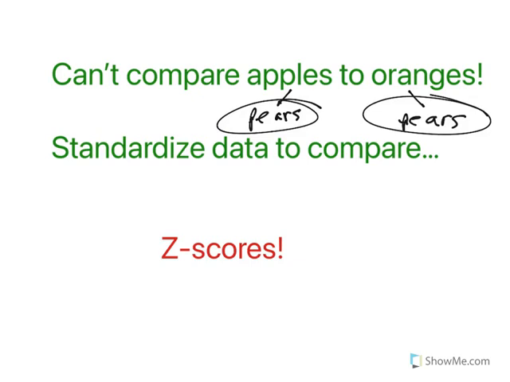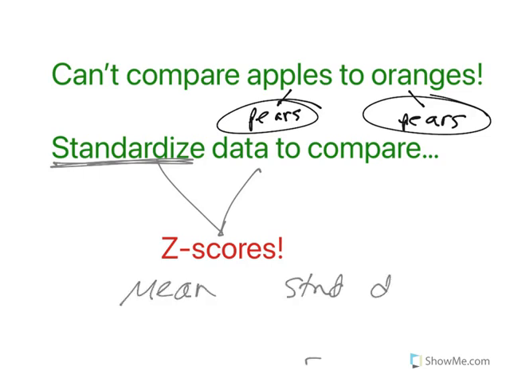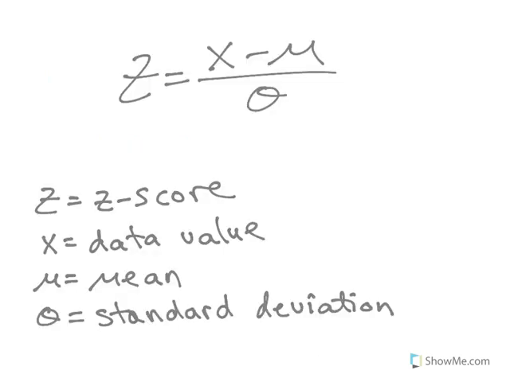Same thing happens with numbers. We can standardize the data. We can turn everything into z-scores, and then we can compare. Because z-scores are based off of the mean and the standard deviation of that particular data set. So we work within a data set to find a z-score, and then we can compare z-scores because they're all the same. Well, they're all pears, right?